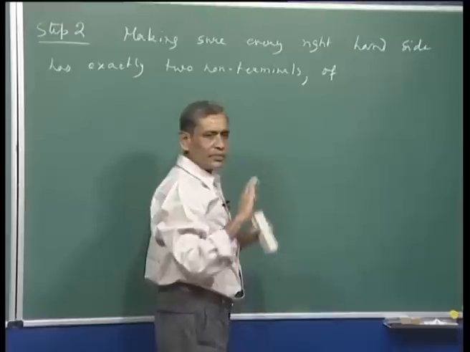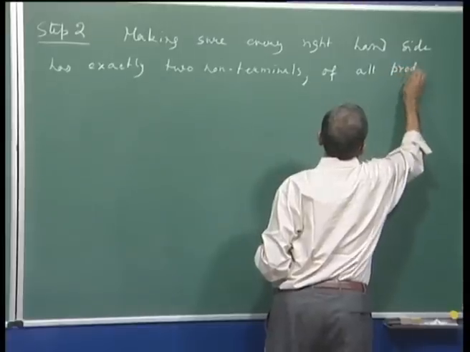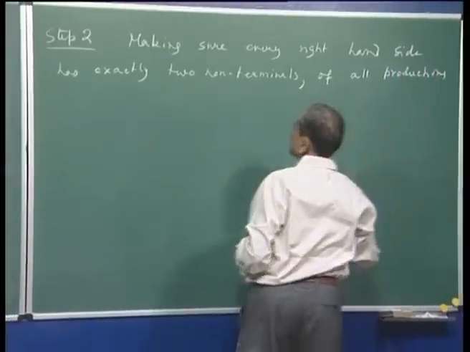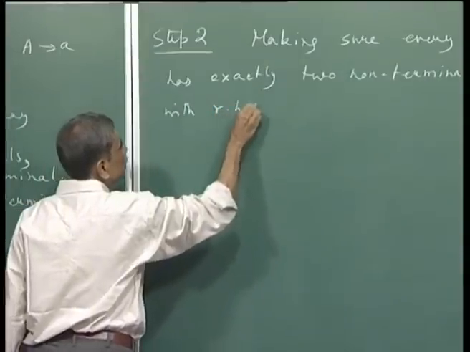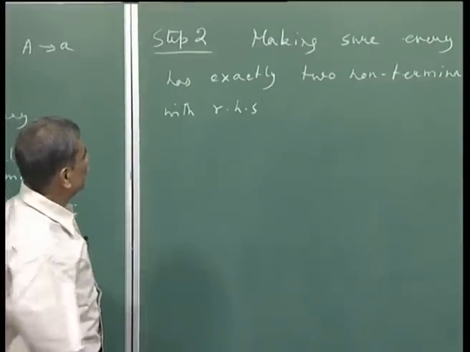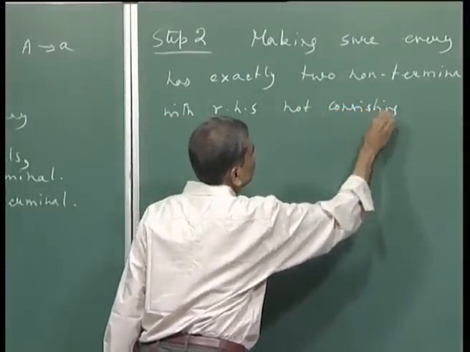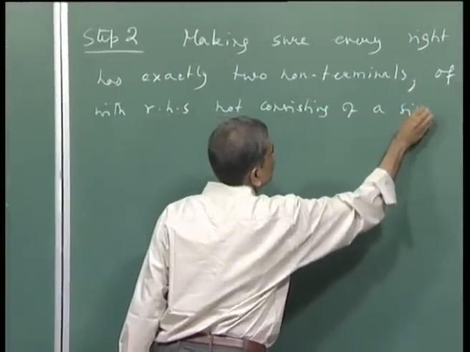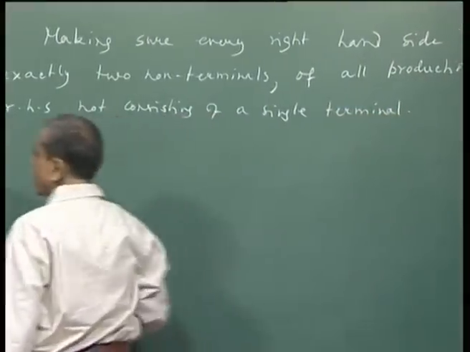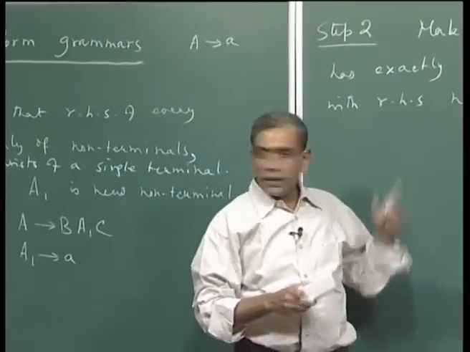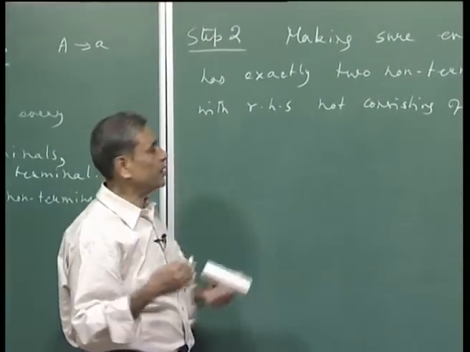Again, for the sake of correctness, I should modify this sentence: of all productions with RHS not consisting of a single terminal, right. So, after step 1, we leave out productions of this kind, then what are the productions that we have?